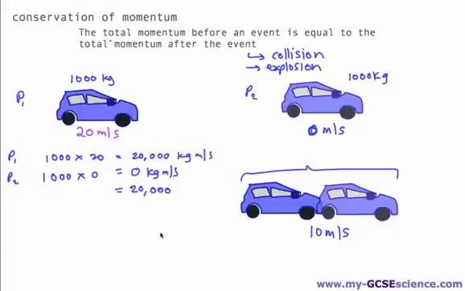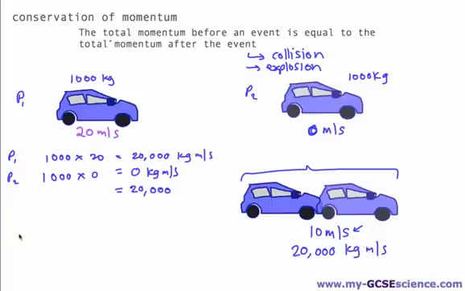What's the momentum after the event? Well, this law says it's got to be the same. So that means the momentum of these two cars together is going to be 20,000 kg m/s. Now, how would we work out the velocity? Well, I know we've got it here, but if we didn't have it here, how would we work it out?